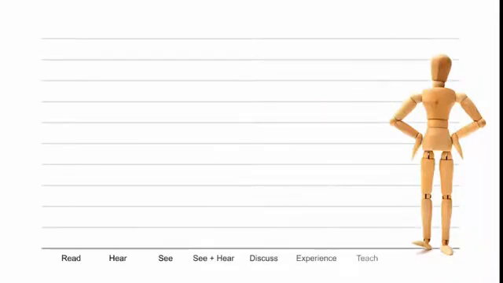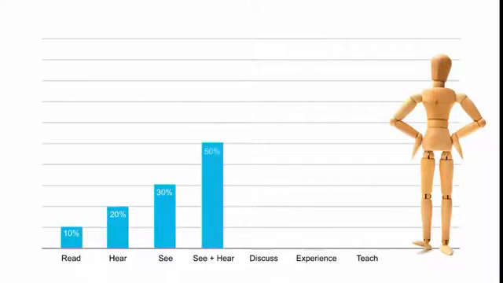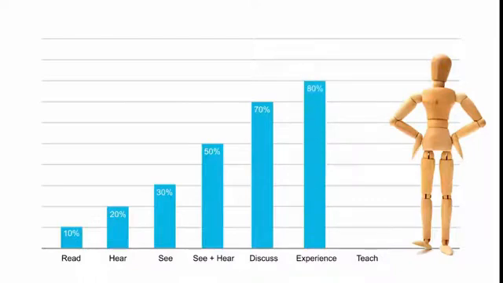William Glasser, an award-winning American psychiatrist, came up with these statistics in his work about 25 years ago. We learn 10% of what we read, 20% of what we hear, 30% of what we see, 50% of what we see and hear, 70% of what is discussed with others, and 80% of what is experienced personally.